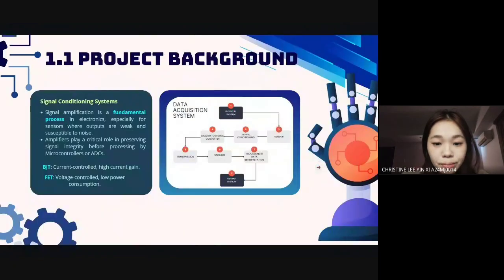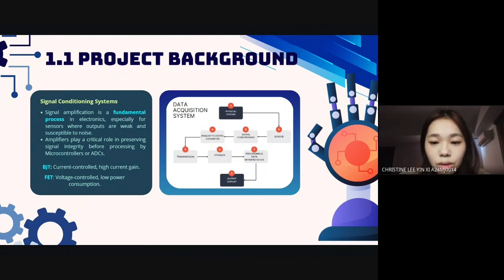Next. To give you some background, signal amplification is a fundamental process in electronics. Sensors often produce incredibly weak outputs that are highly susceptible to noise. Because of this, amplifiers play a critical role in preserving signal integrity before the data is processed by microcontrollers and analog to digital converters. As shown in our data acquisition system diagram, the signal conditioning phase bridges the raw physical sensor to the digital processor.